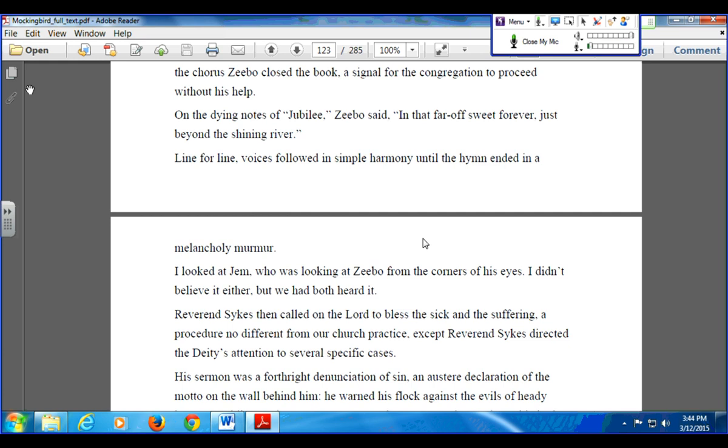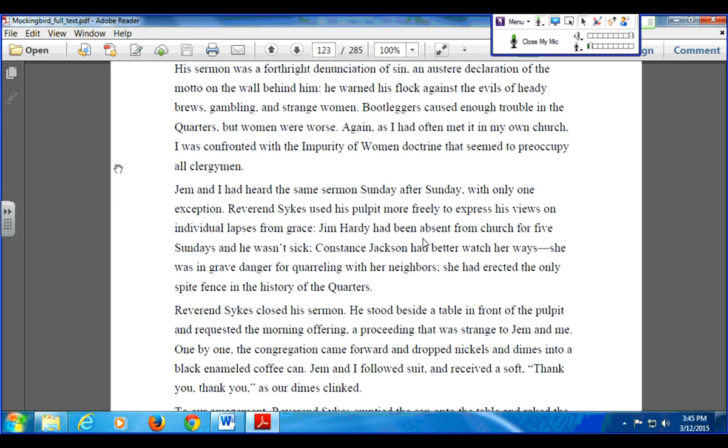Reverend Sykes then called the Lord to bless the sick and suffering, which is no different from our church practice, except that Reverend Sykes directed the deity's attention to several specific cases. His sermon was a forthright denunciation of sin, an austere declaration of the motto on the wall beside him. He warned his flock against the evils of heady brews, gambling, and strange women. Bootleggers caused enough trouble in the quarters, but women were worse. Again, as I often noted about my own church, I was concerned with the impurity of woman doctrine that seemed to be practiced by all clergymen. Jem and I had heard the same sermon Sunday after Sunday, with only one exception.